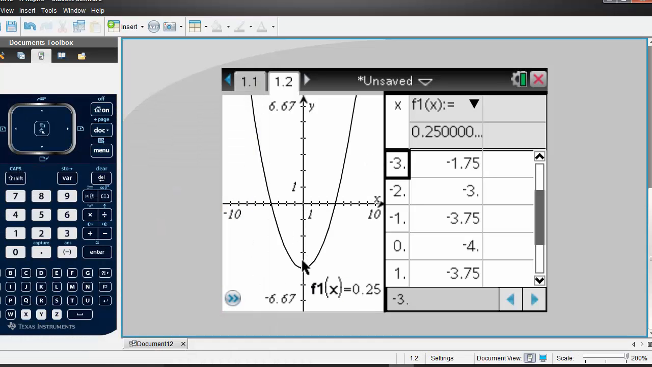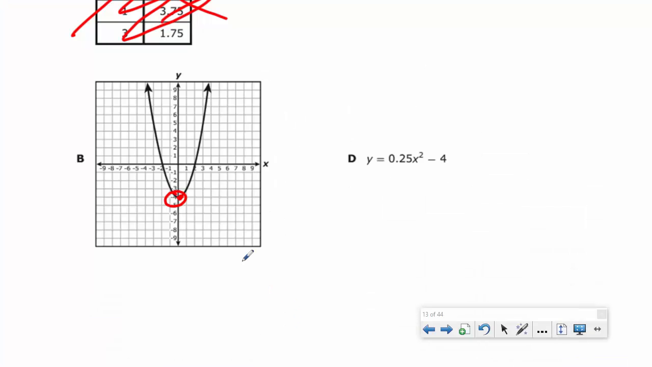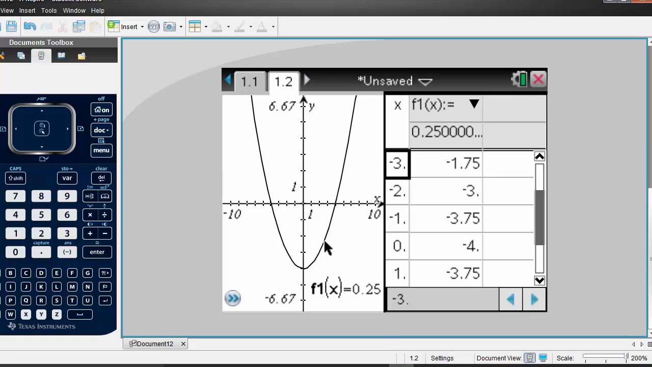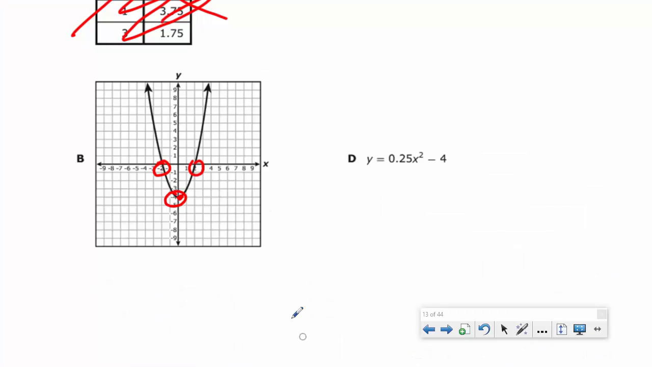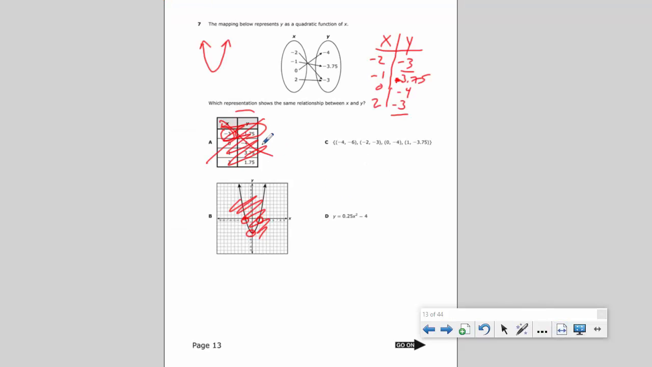My graph also crosses at -4. My graph has x-intercepts at right here, which is -4, and this one at +4. Does theirs do that? No, theirs crosses at -2 and +2, not at -4 and +4. So this isn't the same. So this answer is also wrong. Okay, so we got rid of 2 answers.